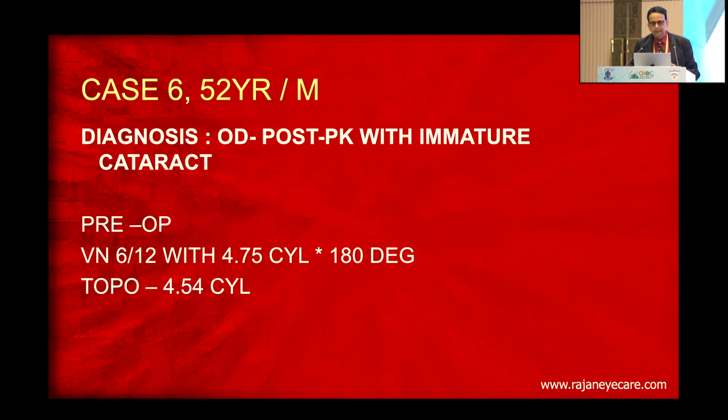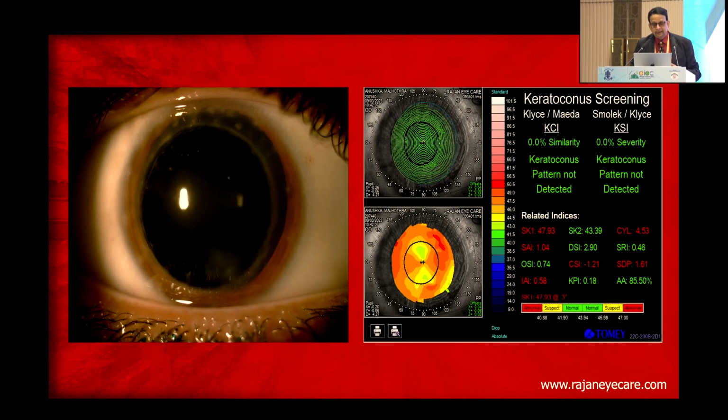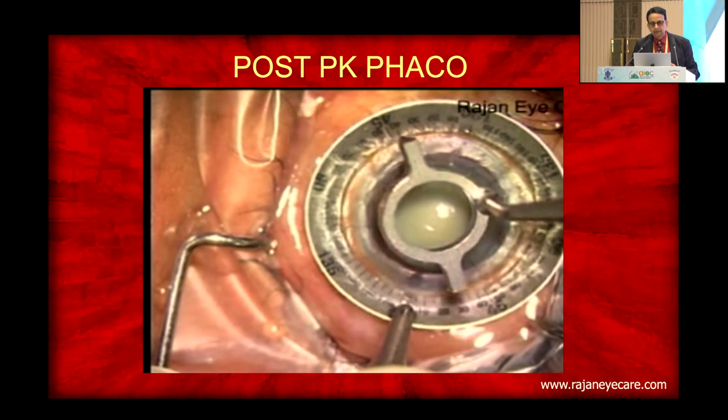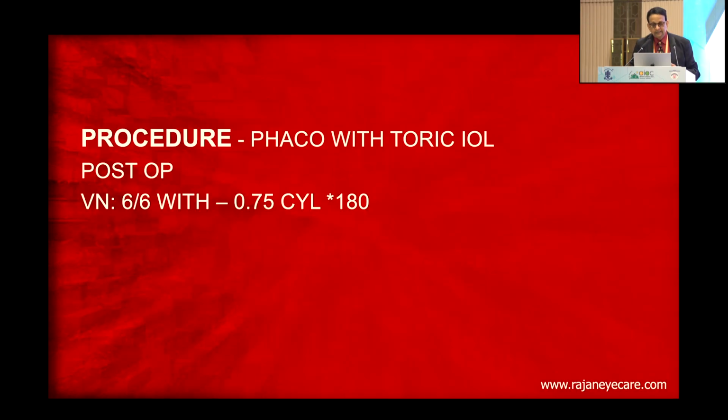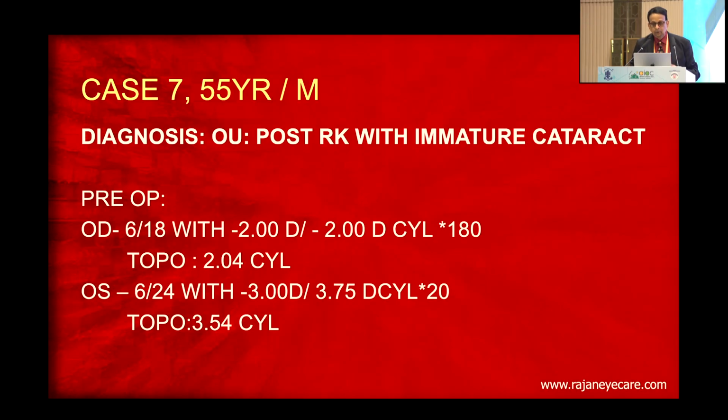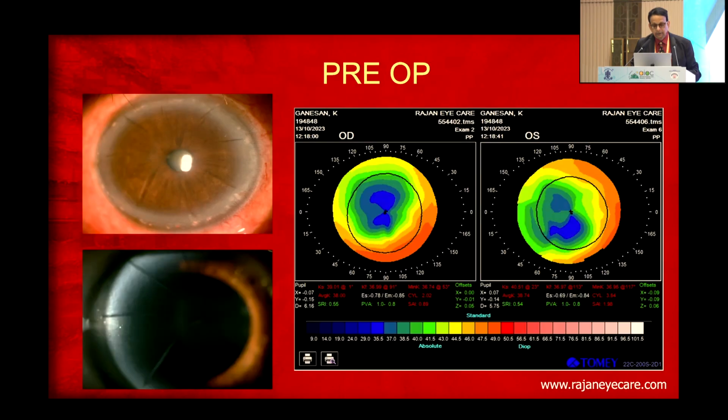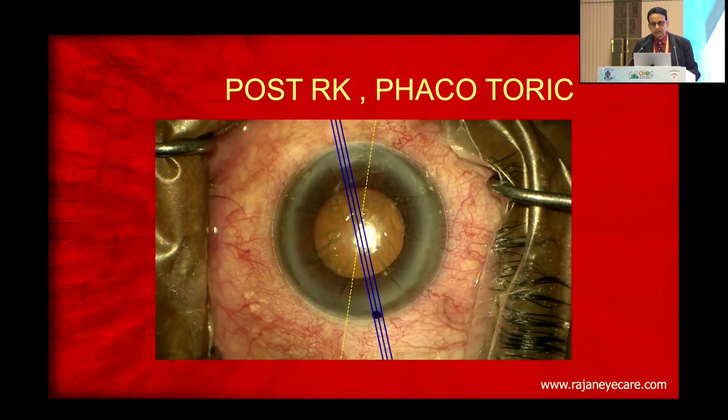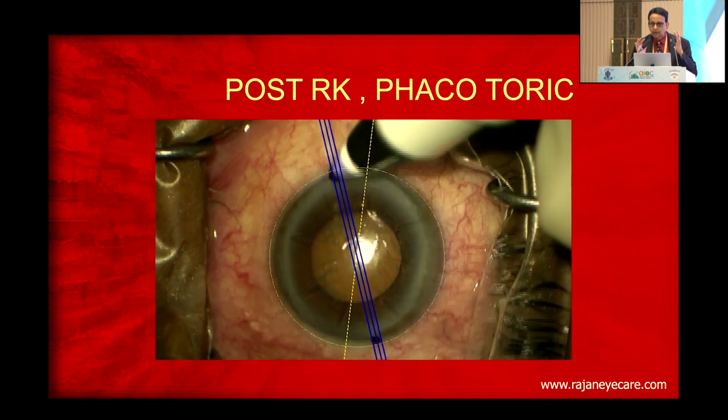Patient is very happy. Post-PK with immature cataract. Again, another patient, post-PK with immature cataract. Again, a toric lens I'm putting in this patient, and you can see the post-operative result is really fantastic. Again, post-RK with immature cataract. Shivani was talking about it. So this is the patient, you can see here. Again, toric lens.